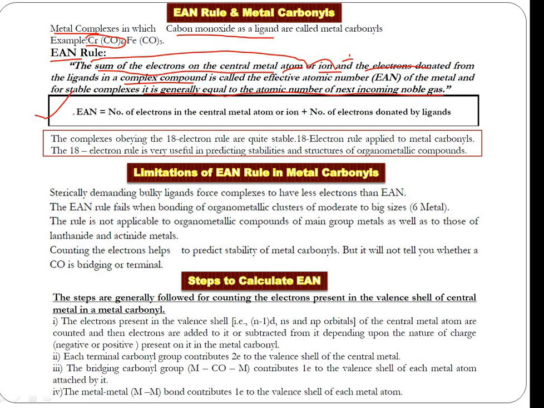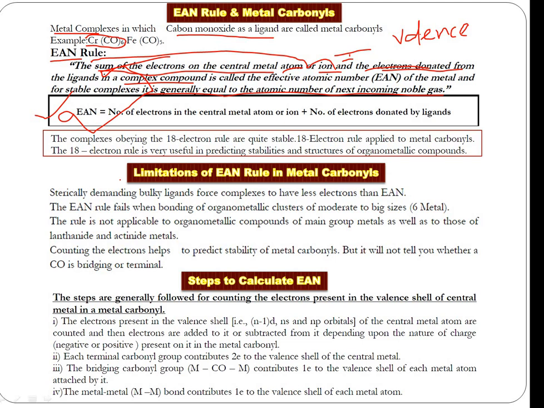If we apply the same rule here, but we will not talk about the total electrons of the central metal, and rather the number of electrons in the valence shell. So if we are interested in calculating the number of electrons in the valence shell of the metal plus the number of electrons donated by the ligands, then it is called the 18 electron rule. So whether you say effective atomic number rule or 18 electron rule, the results are one and the same.